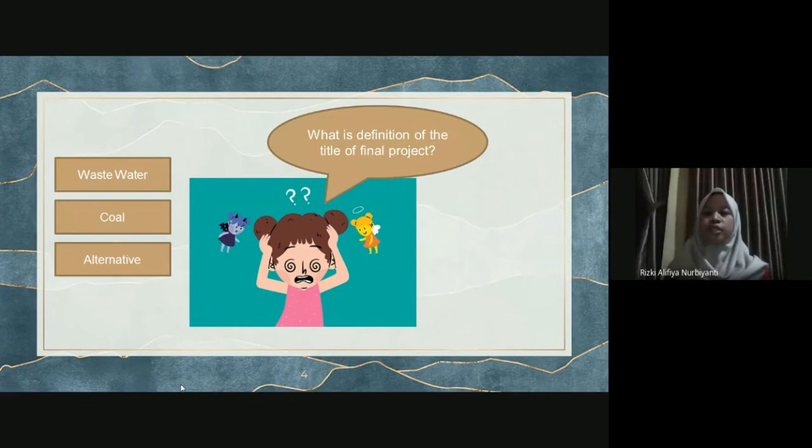What is the definition of the title of the final project? The title explains how to determine alternative technologies for coal wastewater treatment at steam power plants so the waste result complies with quality standards. There are three words we can see.